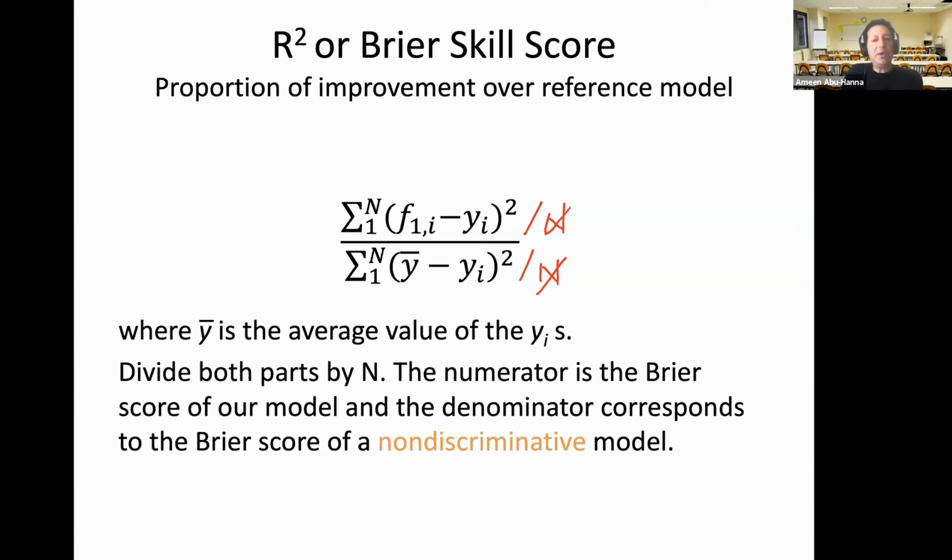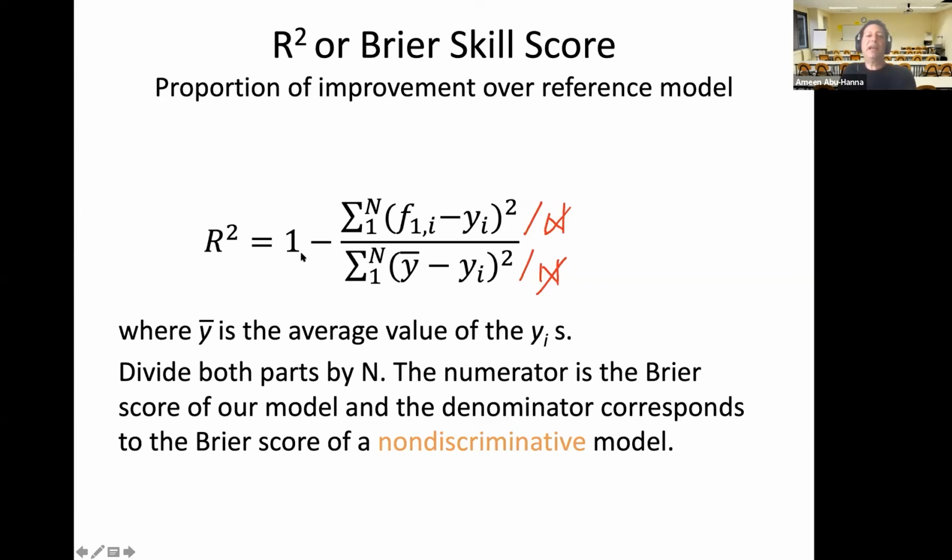So suppose my model is as bad as this reference model. This proportion will be 1. So what we define, this R squared or Brier skill score, is 1 minus this division. If my model is as bad as the reference model, this will be 1, and 1 minus 1 is 0. So we can interpret the Brier skill score as the proportion of improvement over the reference model.